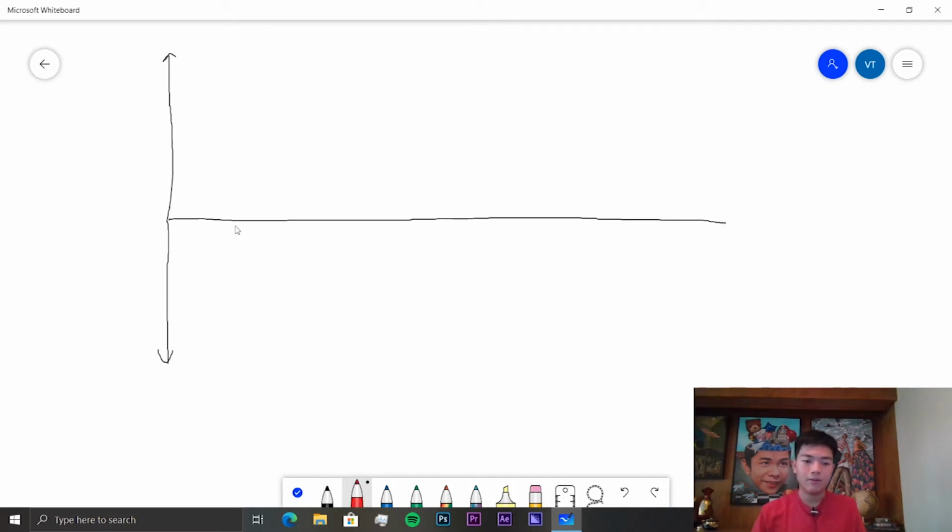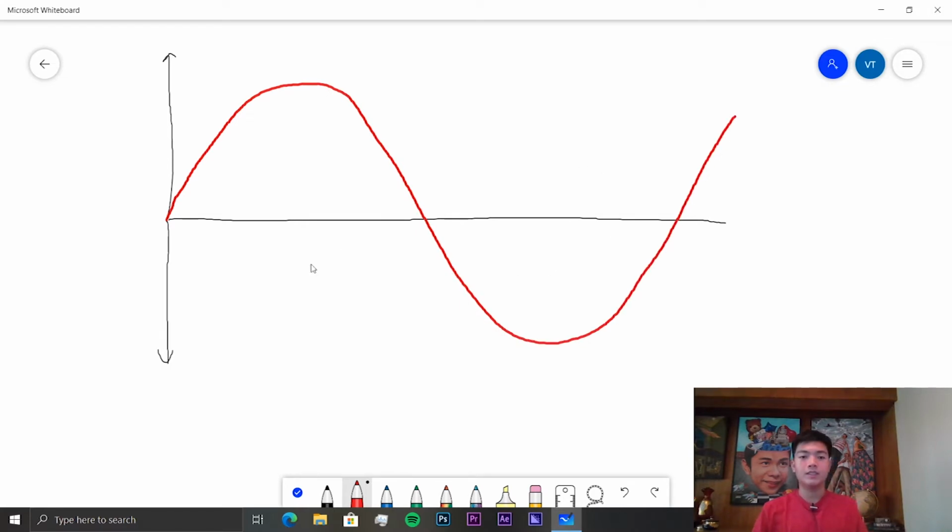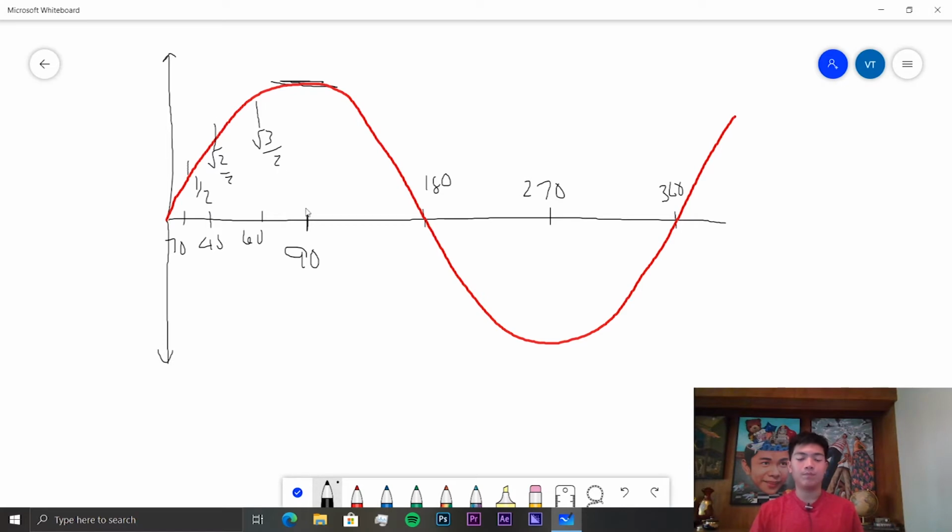And the sine graph looks something like this. As you can see, it has a peak over here. Let's use degrees, so this would be 90 degrees. It hits 0 again at 180. It has a trough at 270, and then it zeros again at 360. If you plug in these values, you can see that at 60, this would be equal to root 3 over 2. And then here at 45, this would be root 2 over 2. Then here at 30, this would be 1/2, and so on.